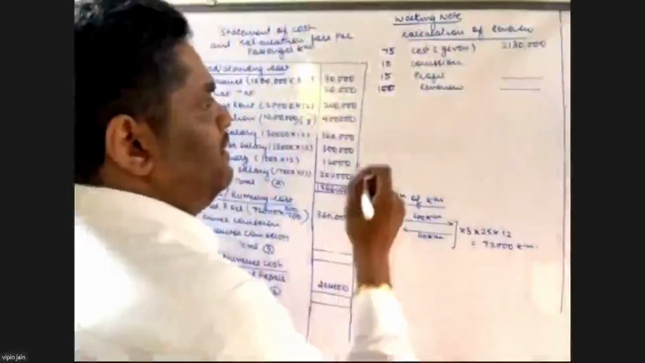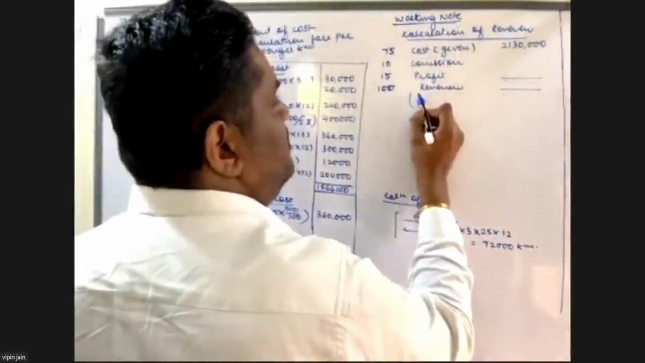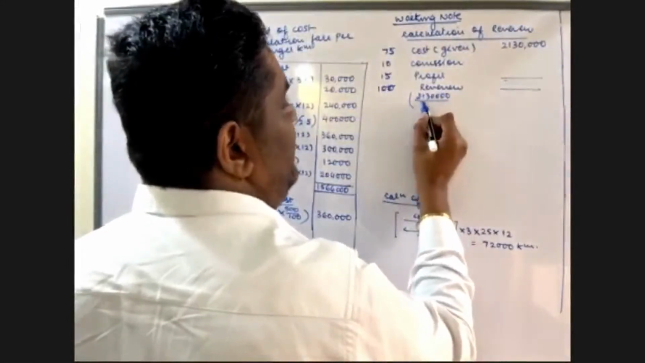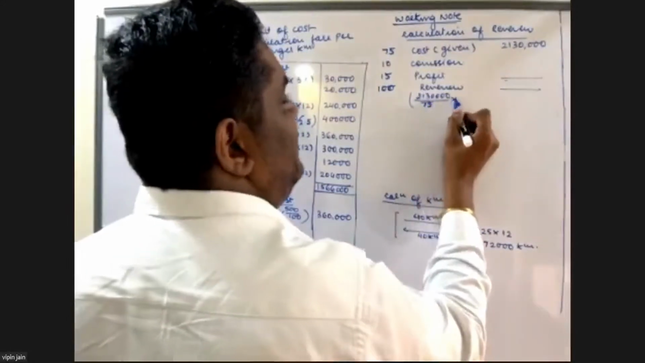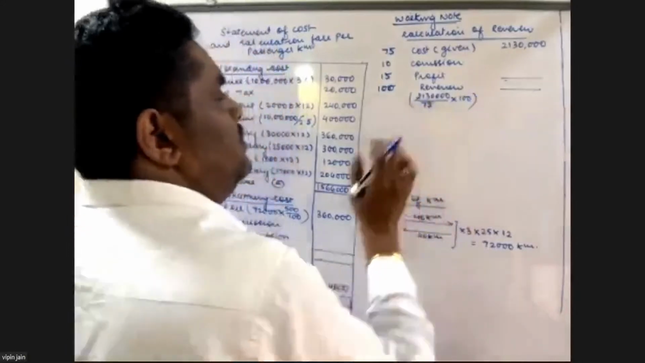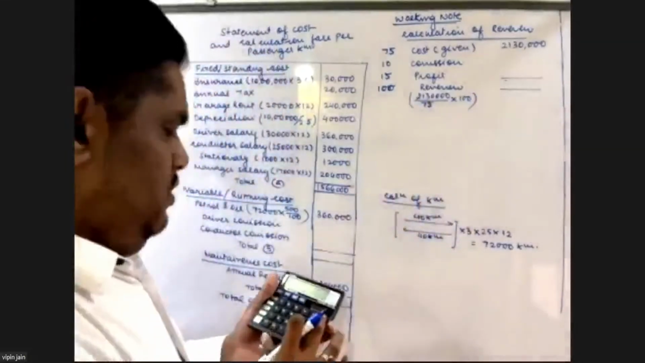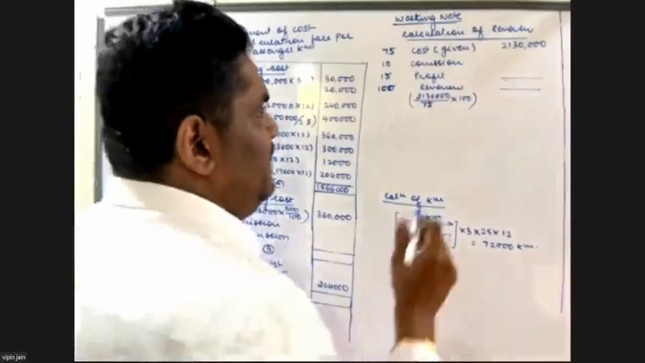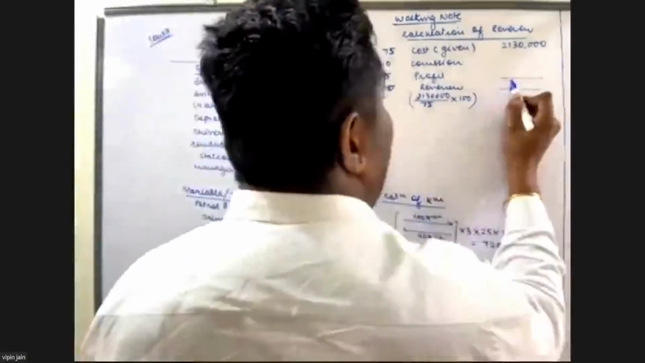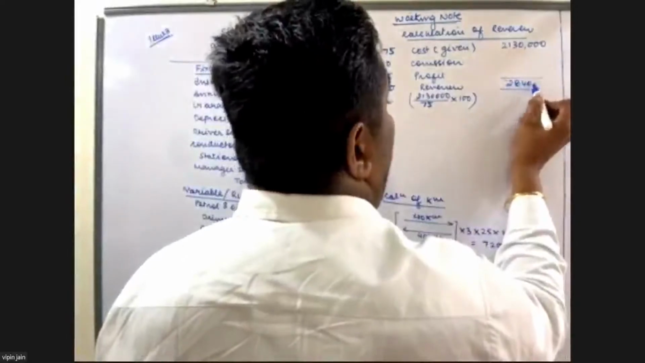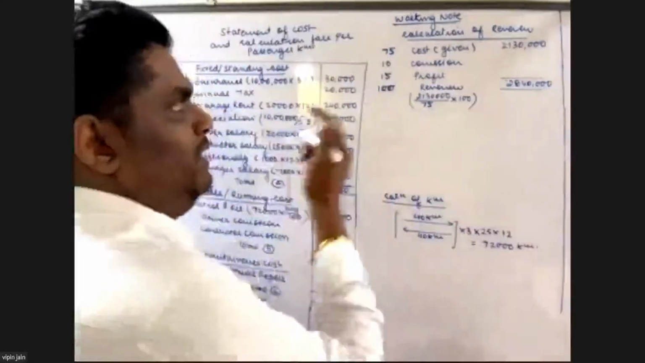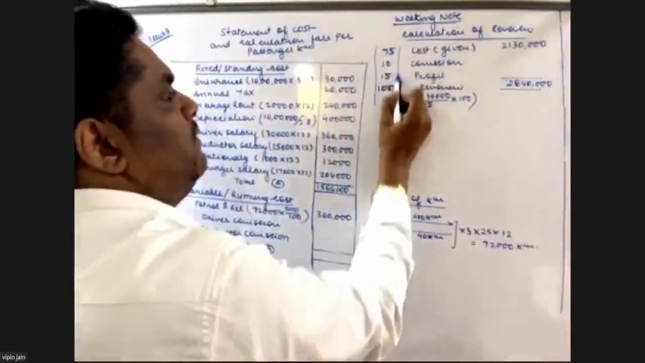So herein the total revenue will be how much? That is 21,30,000 divided by 75 into 100. So this will be my total revenue. That is 21,30,000 divided by 75 into 100. That is 28,40,000. This is how the revenue is to be calculated.